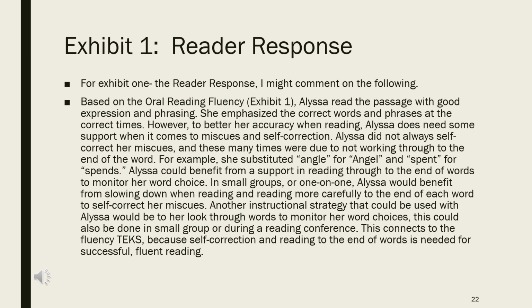So you can see that I started with her strengths, I went to her needs, I gave specific examples, and then I talked about what instruction I would provide for Alyssa.